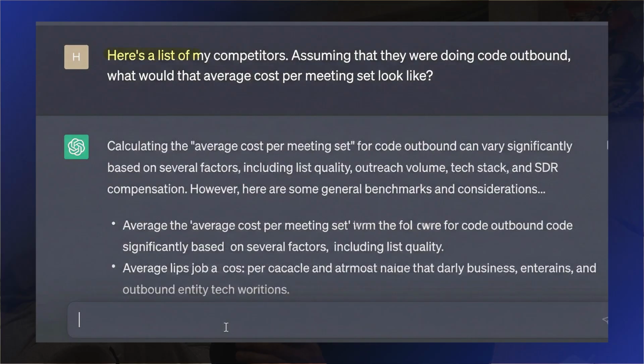And monitoring your cost per meeting set is really important. And if you're not sure what that looks like, go and find competitors in your space and just prompt ChatGPT to ask it, here's a list of my competitors, assuming that they were doing cold outbound, what would their average cost per meeting set look like? That's something to measure. And then over time, as you develop, what you'll find is that outside of just the cost per meeting, you'll also want to look at your customer acquisition cost. Because a lot of times, especially if you're early stage, you're probably not factoring in your time either. And that does have a cost. So eventually you'll want to calculate that, but in the early stages, it's okay just to start with your cost per meeting set.